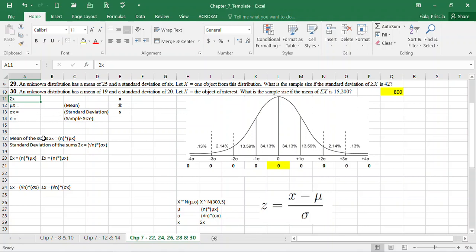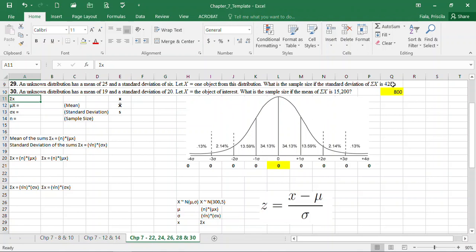We have the mean of the sums formula. This is where the confusion was created, because I should have put this symbol here for the sum. We know that the formula for the mean of the sums is the sum of the values equals the sample size times the mean of the population. And the standard deviation of the sums is the sum of the values, which equals the square root of the sample size times the standard deviation of the population. Why did I put it down here?